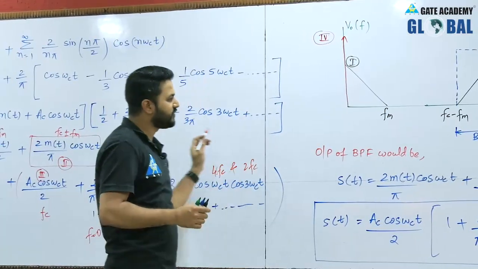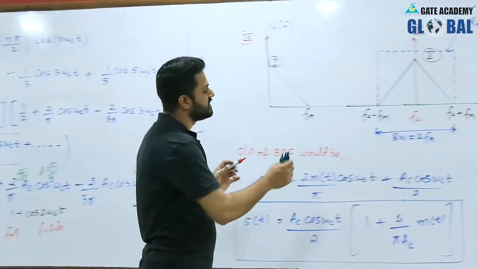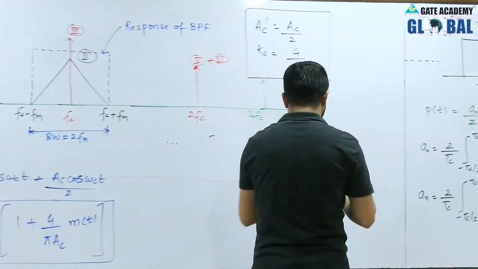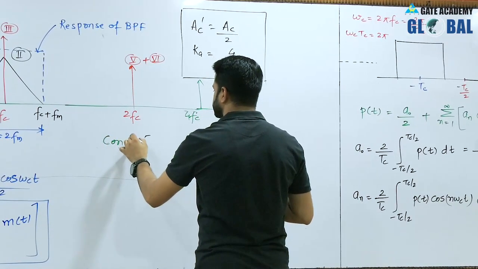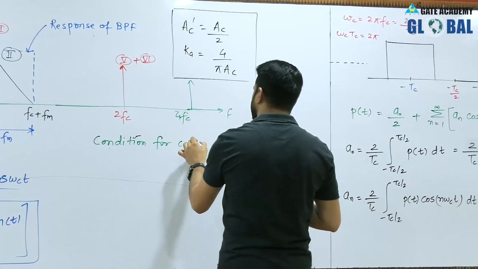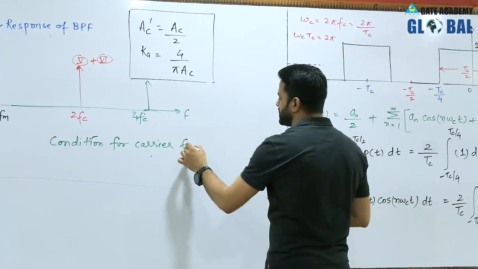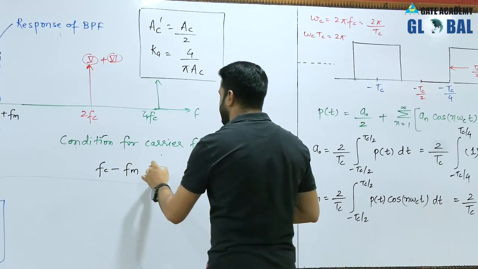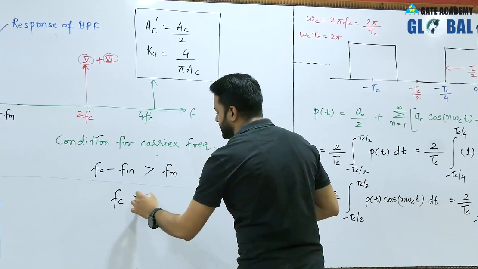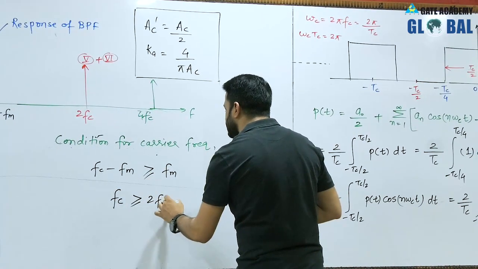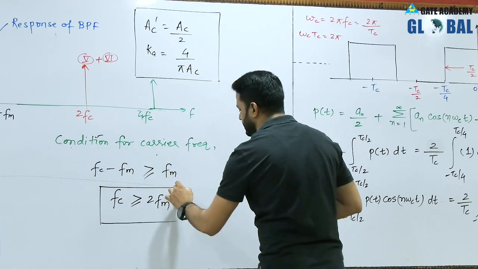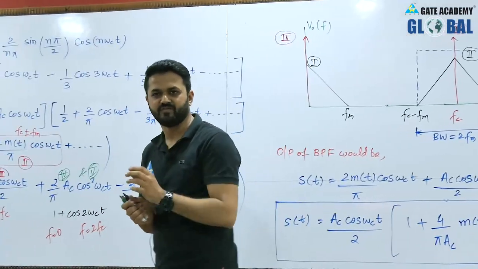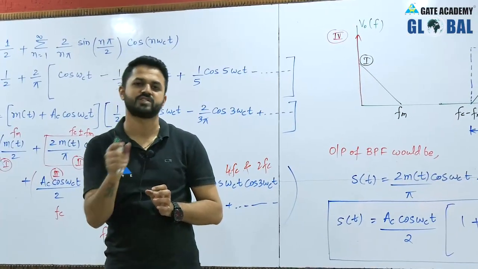What should be the condition for carrier frequency? It can be derived that the lower sideband frequency should always be greater than the message signal frequency. So to get the AM signal without distortion, we should take f_c minus f_m always greater than f_m. It means the carrier frequency should be greater than or equal to, in the worst case, 2f_m. So whenever we use a switching modulator, if the message signal frequency is f_m, we have to keep the carrier frequency at least twice the message signal frequency.